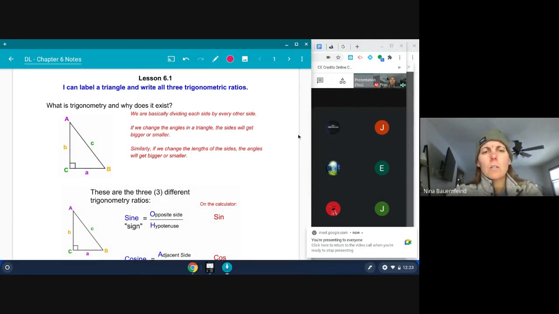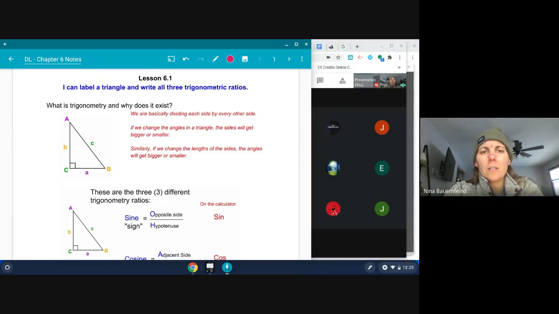So lesson 6.1 is labeling triangles. The goal is I can label a triangle and write all three trigonometric ratios. So this is really the foundation. We need to know how to do this to do other stuff.